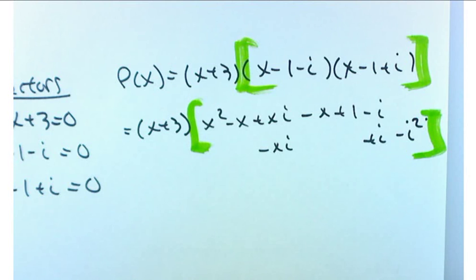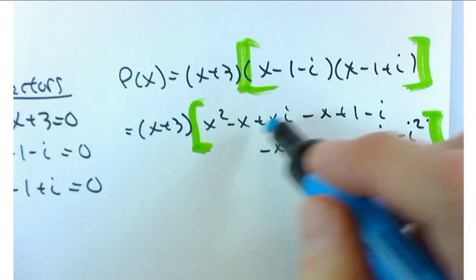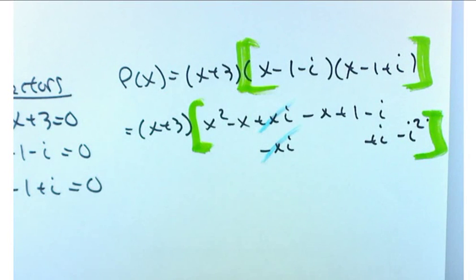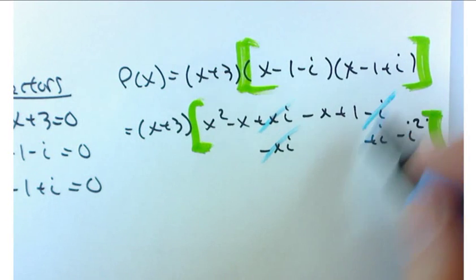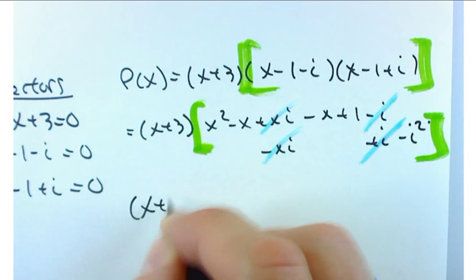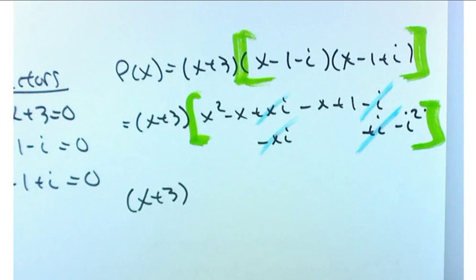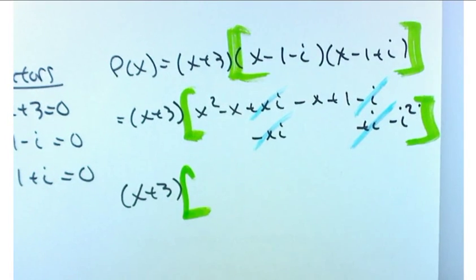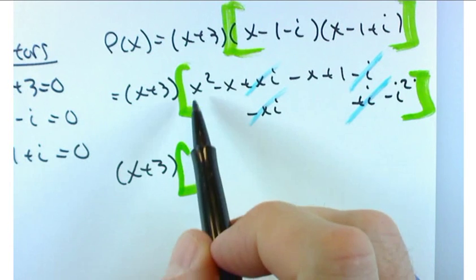Yeah, I put the like terms together so that they can cancel. This and this, the i's cancel out. Here and here, those cancel out. So we're getting some nice simplification. Let's see what's left. I've got x plus 3. And then inside here, I've got x squared.